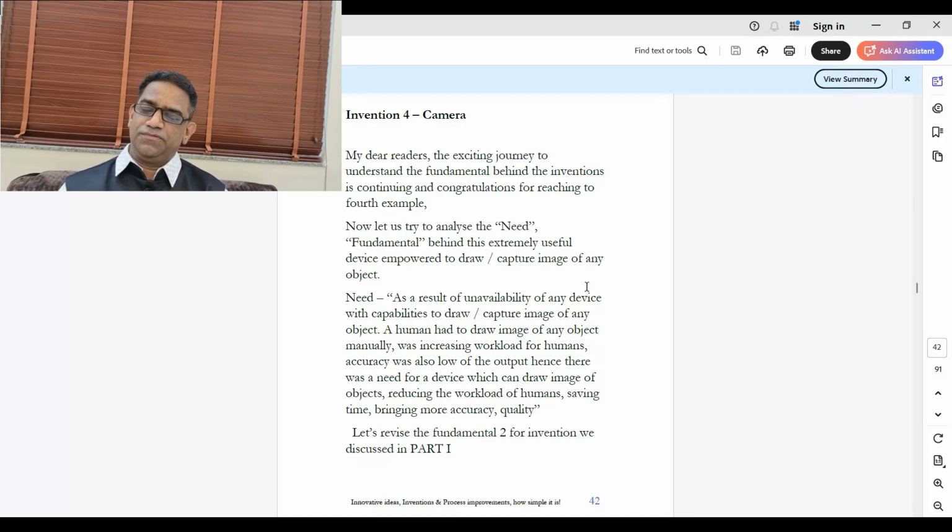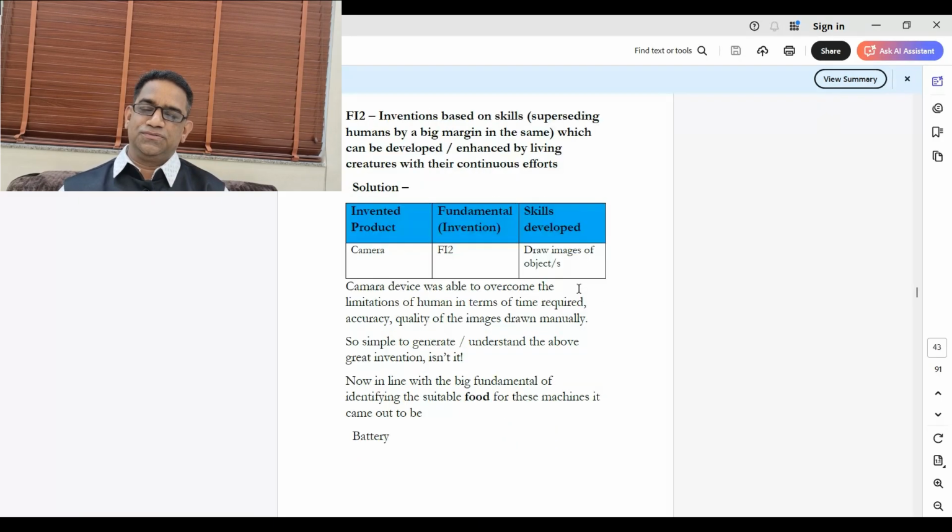Okay, so the solution, the invented product, is the camera. The fundamental is very simple: FI2. The skill it is inspired by is drawing images of objects. Very nice. The camera was able to overcome the limitations of humans in terms of time required, accuracy, and quality of the images drawn manually. So simple to generate and understand the above great invention, isn't it?